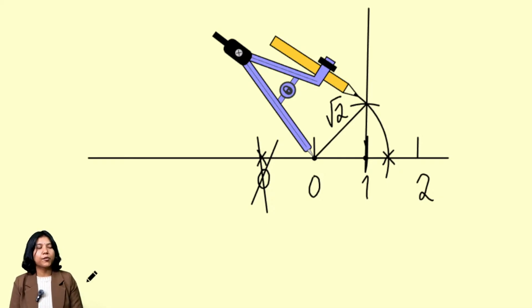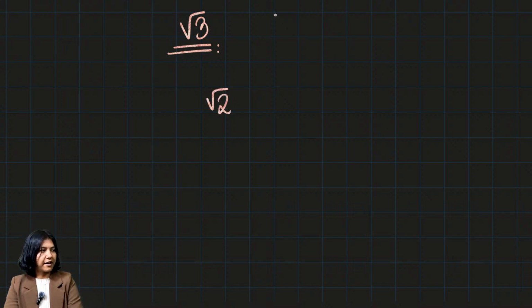Now think about square root 3. How do you think you can obtain square root 3? To obtain square root 3, if you want the length to be square root 3, when will you get that length? Think about one side being square root 2 for a right triangle. Okay, if this is square root 2 and this is 1 unit, then think about the hypotenuse here.